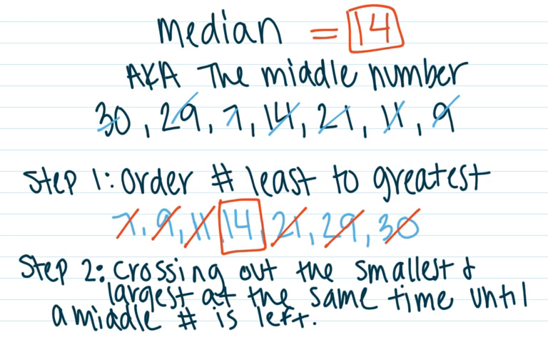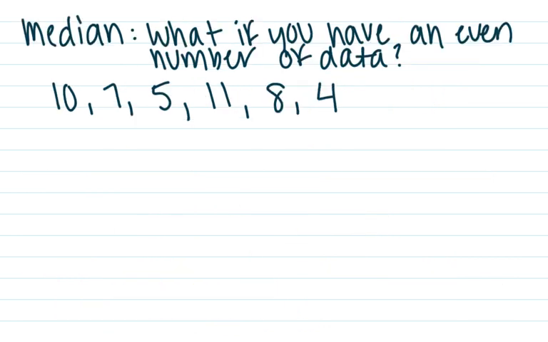Now, the only way that you can get this number accurately is to order your numbers from least to greatest. They have to be in order. You can't just take your list of numbers and cross them out and hope for the best, okay? You have to order them from least to greatest and then start crossing your numbers out one at a time. Now, what happens if you have an even number of data?